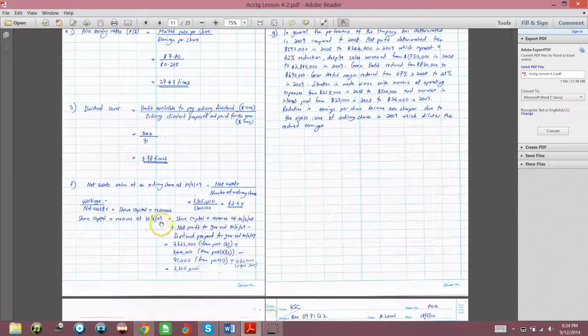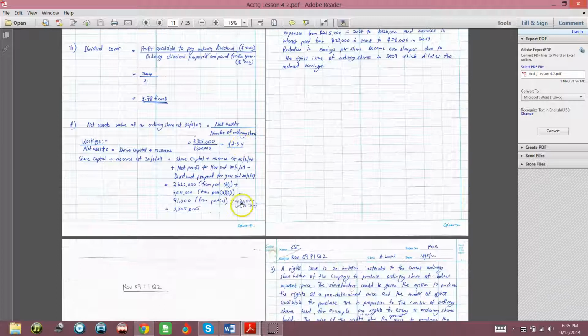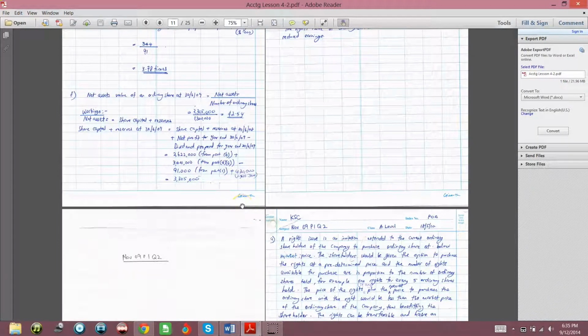Share capital and reserves. So share capital plus the reserves plus net profit minus dividend. Okay, so you get your net asset. This is your net asset, okay, which is equals to your equity, your share capital and reserves, 3305. Then divide by the number of ordinary shares. So this is the net asset value per ordinary share. Okay, so this is part F.